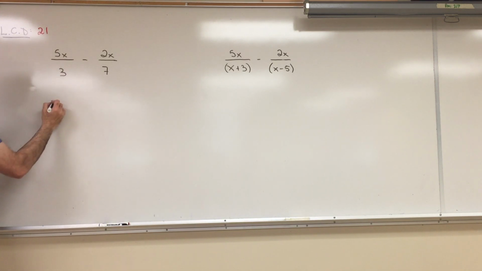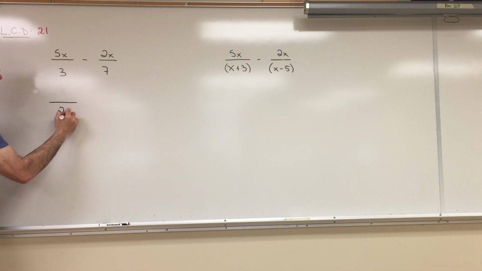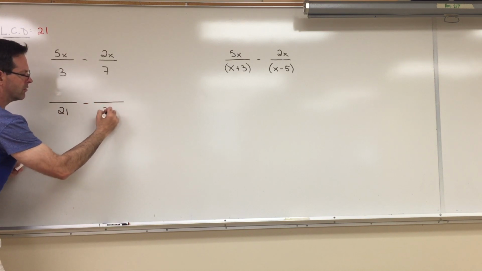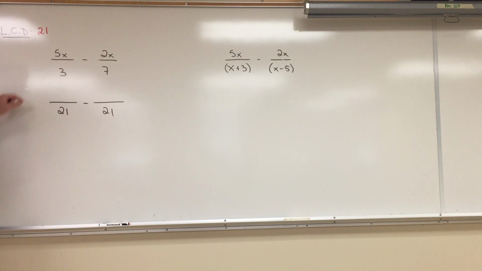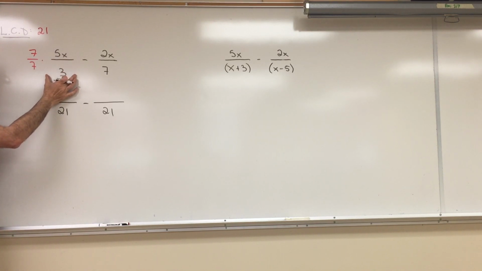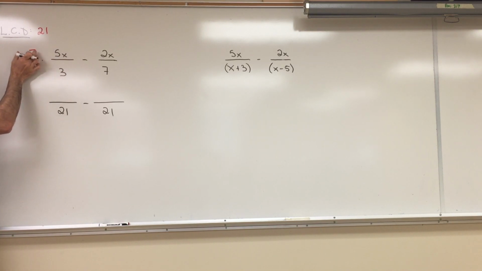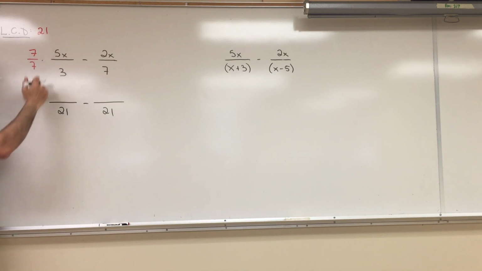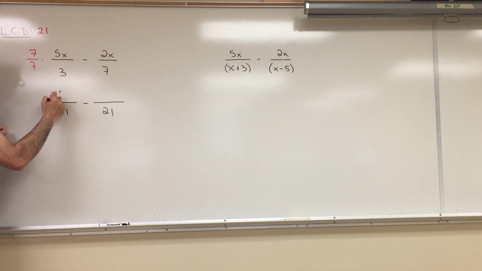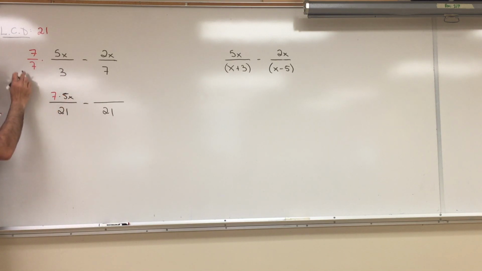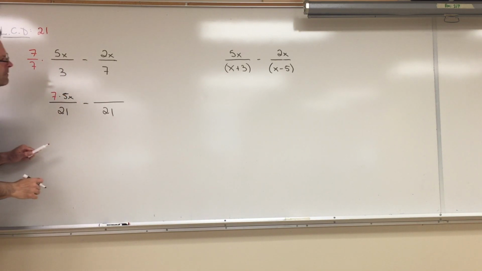So let's set it up. Over 21. Over 21. What would I have to multiply to 3 to get to 21? I think it's 7. So we're going to multiply, come up with an equivalent expression. We're going to multiply 5x over 3 times 7 over 7. And 7 times 5x is just, you know what, we'll put it in here. 7 times 5x. And then 7 times 3 is 21.